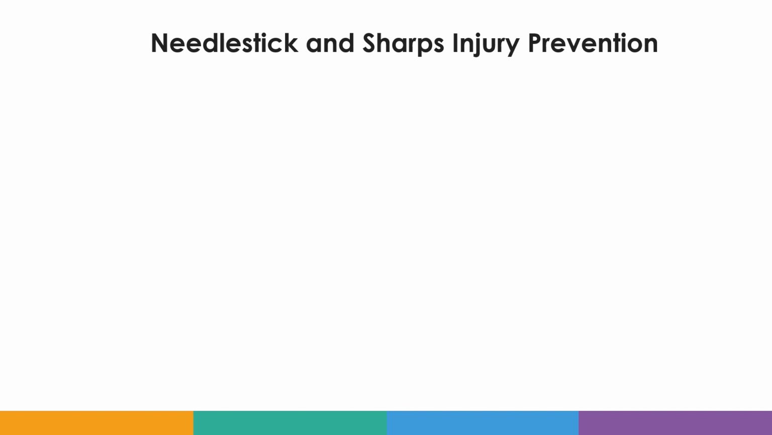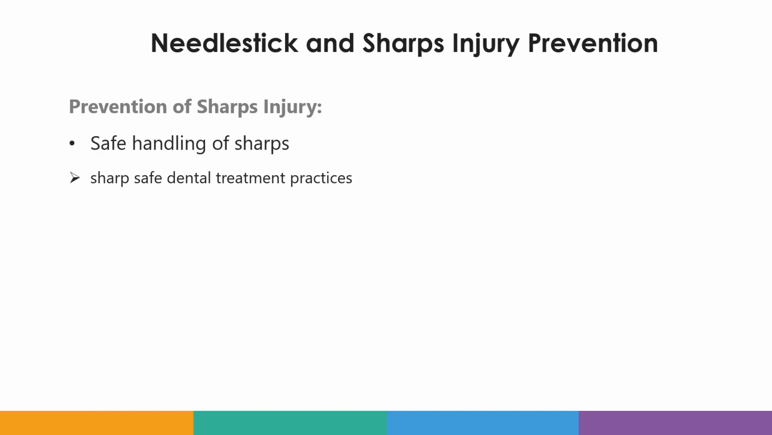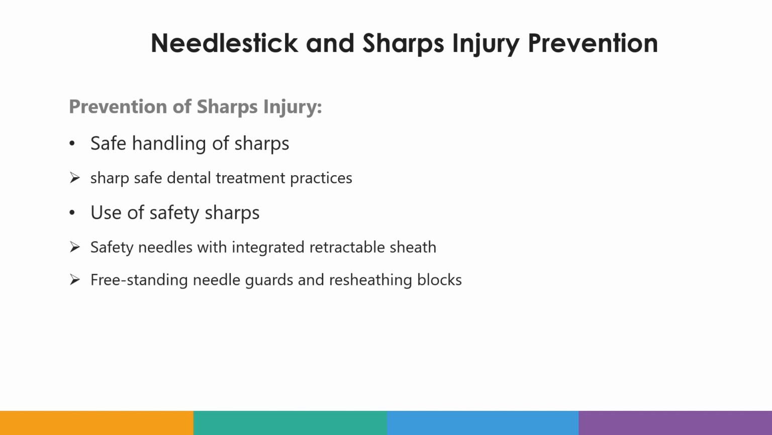Engineering and work practice controls are the primary methods in the prevention of needle stick and sharps injury. These include safe handling of sharps, whereby sharps-safe dental treatment practices should be adhered to. Use of safety sharps, for example, the use of safety needles with integrated retractable sheath, and using freestanding needle guards and resheathing blocks. Sharps-safe disposal.